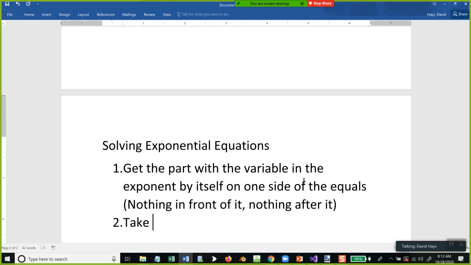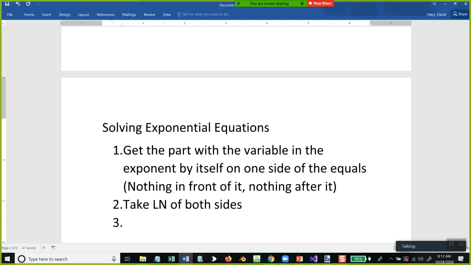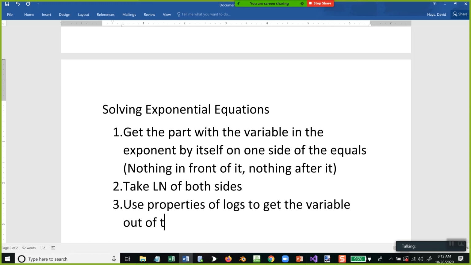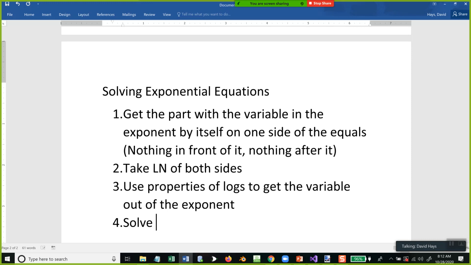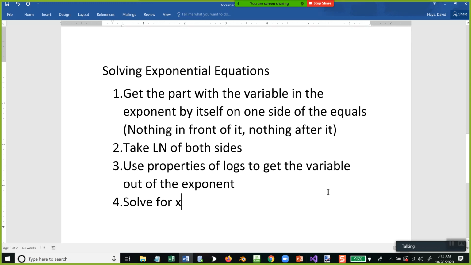Step two, take ln, natural log of both sides. Step three, use properties of logs to get the variable out of the exponent. Step four, solve for x. I'll give you a couple minutes to write that down if you're writing it down.